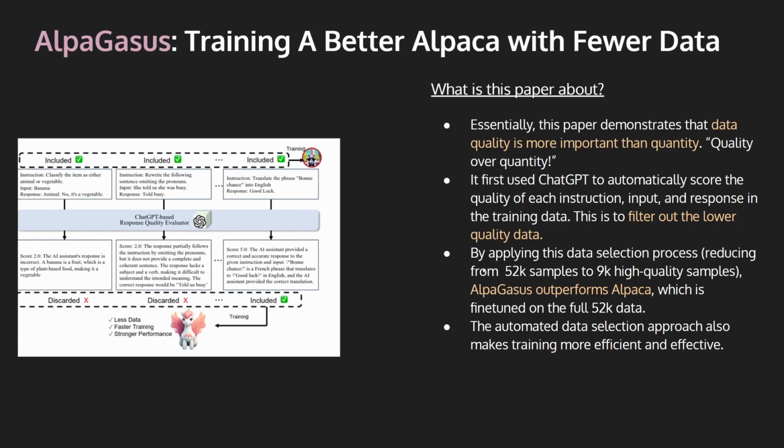So it cut down from 52K samples to 9K high quality samples for training. And at the end, it actually ended up outperforming Alpaca by only training on 9K data compared to 52K data. So it's more efficient as well. And keep in mind that since it's using ChatGPT, this whole process of cleaning the data is completely automated, right? So, we see less data, faster training, stronger performance, right? So, maybe in the future of training large language models, we'll just see more automation, maybe synthetic data, right?